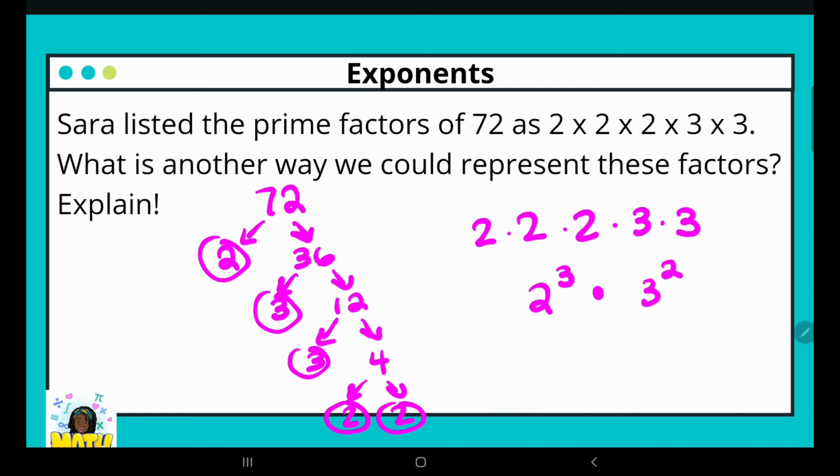Okay. Now, let's go ahead and just check to see if our work is indeed correct. So 2 to the third power is 2 times 2 times 2. 2 times 2 is 4, times 2 is 8. And then 3 times 3 is 9. What is 8 times 9? 72. Yep, that is correct.